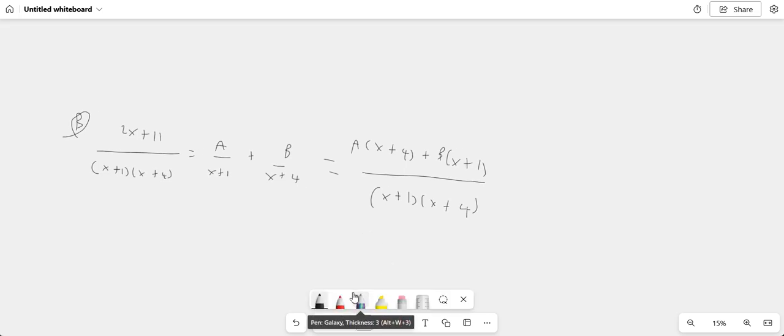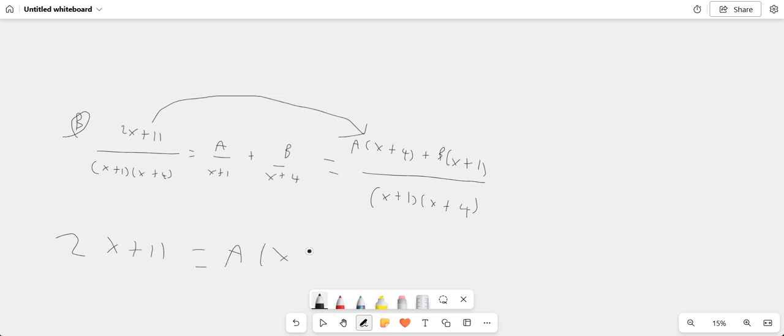What we need to do here is I'm gonna do this a separate way, because in Solution Bank they do it a different way for this question. So there's two ways you can do it. Either you can do what we just did, which will work, or we can do this. So again, we start with the same principle that that is equal to that. So just make 2x + 11 equal to a(x + 4) plus b(x + 1).